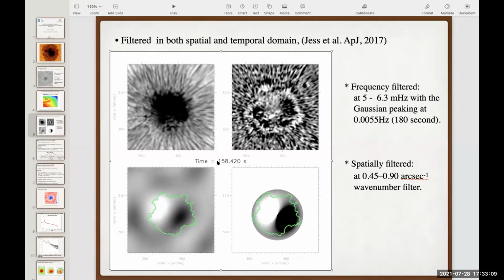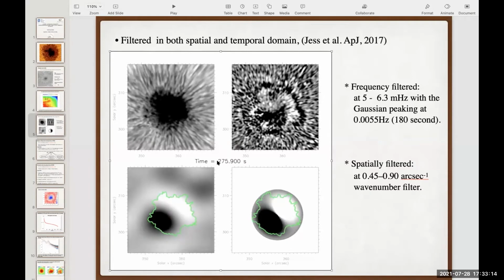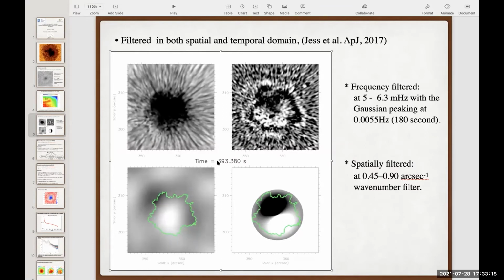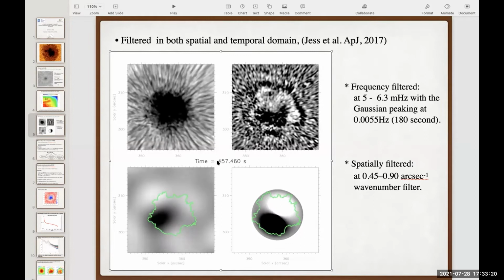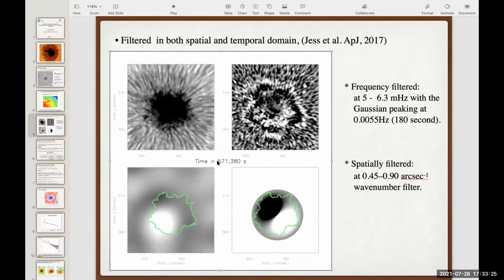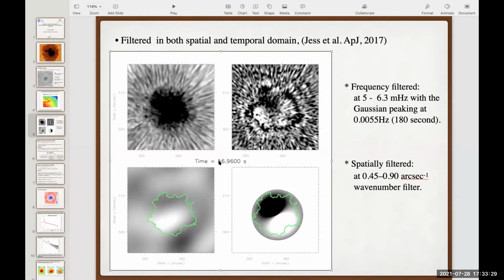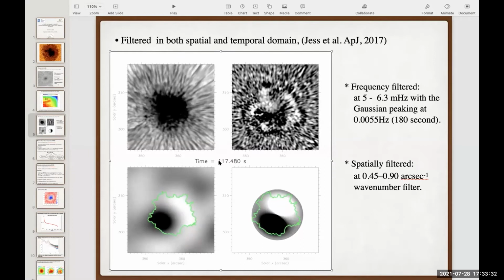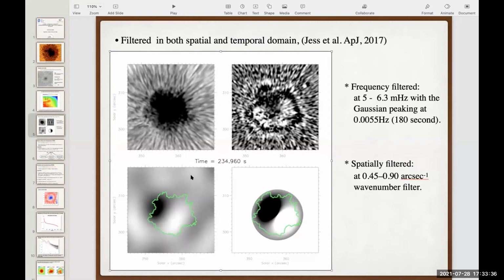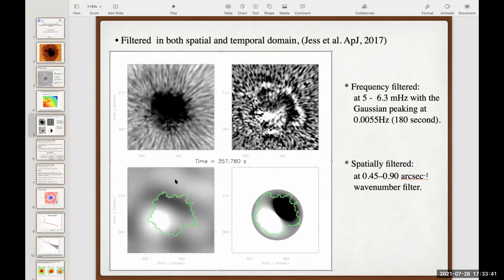Okay, and the aim of my research is to apply my method, which I'm going to describe now, on the same data set, and to identify the kink mode which was identified, and also to see if there is another mode, and also to detect the rotation of the mode as well.